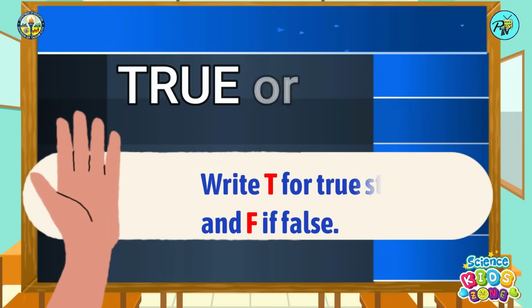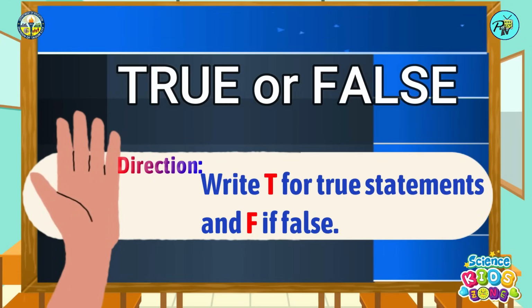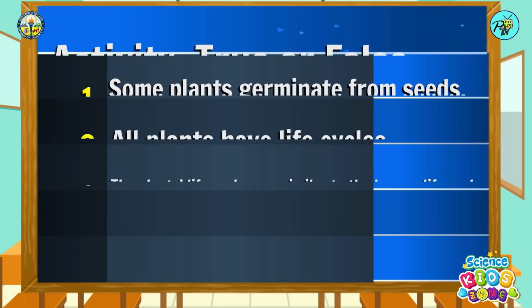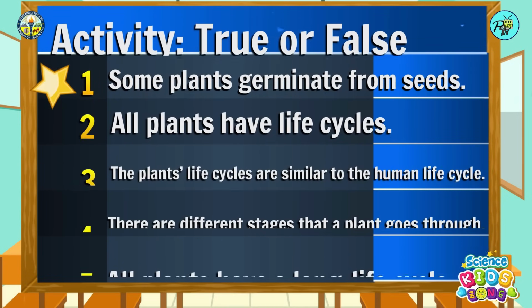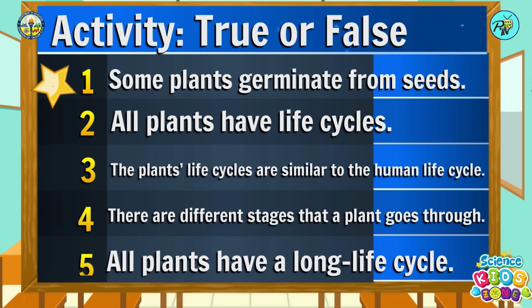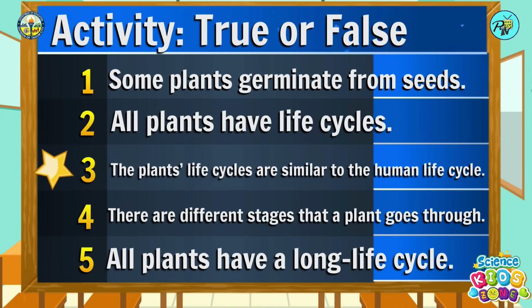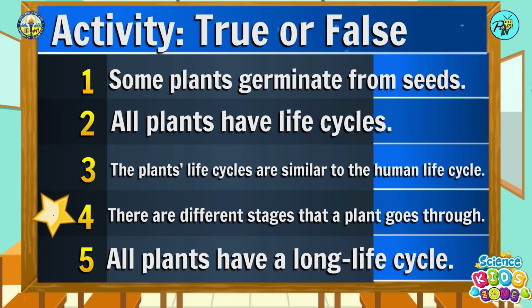True or false? Direction. Write T for true statements and F if false. Write your answers on your notebook. For number 1, some plants germinate from seeds. Number 2, all plants have life cycles. Number 3, the plant's life cycles are similar to the human life cycle. Number 4, there are different stages that the plant goes through. And number 5, all plants have a long life cycle.